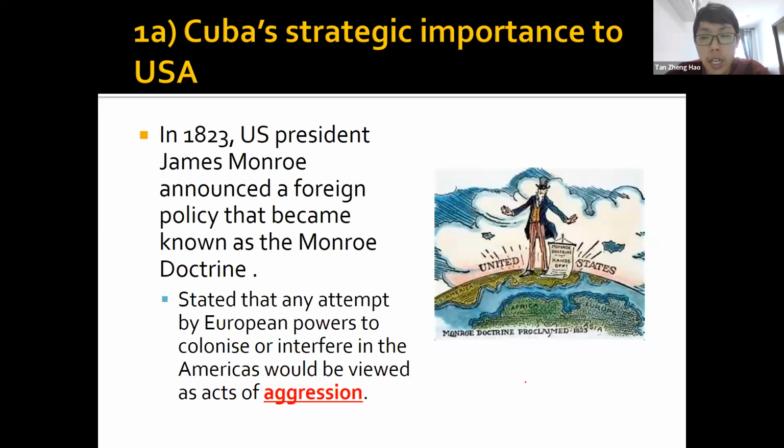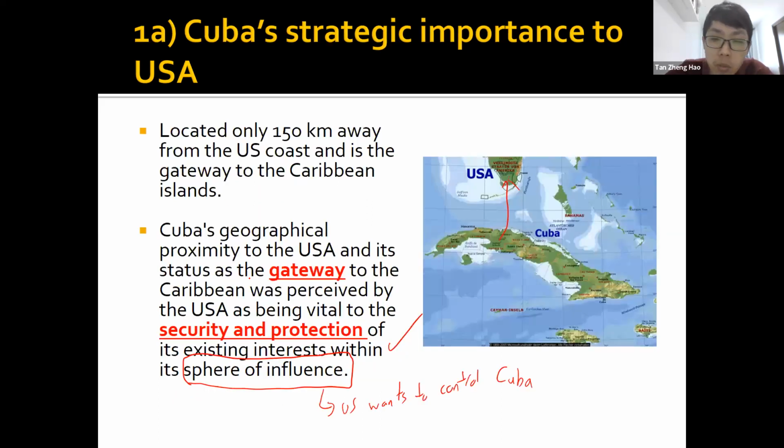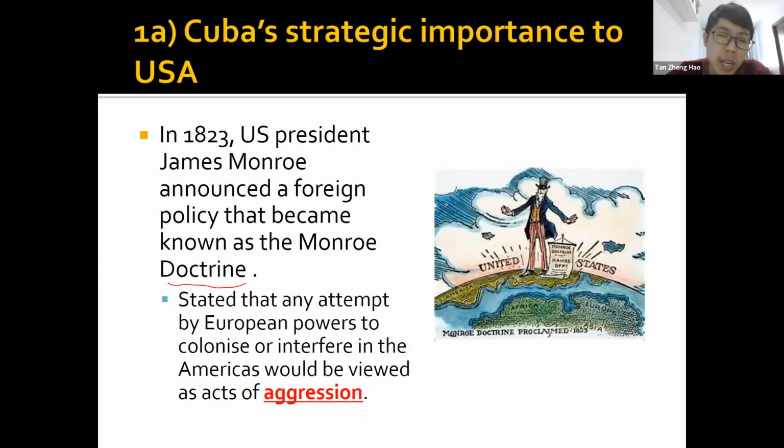And a long time ago, even in 1823, there was this US president called Monroe, who created this Monroe Doctrine. It basically states that in America, I want to protect all the territories in America, including Cuba. That means Cuba was considered part of the continent of America. They did not want Europe to get near it. So basically, the US wants to keep Cuba close to the US and make sure Cuba will remain an ally compared to the rest of the world.